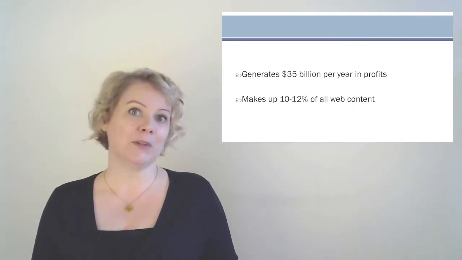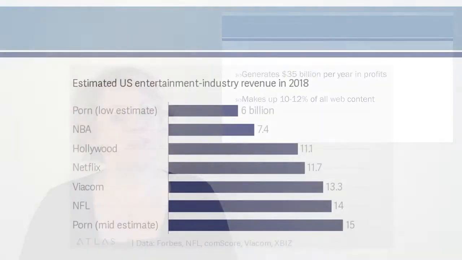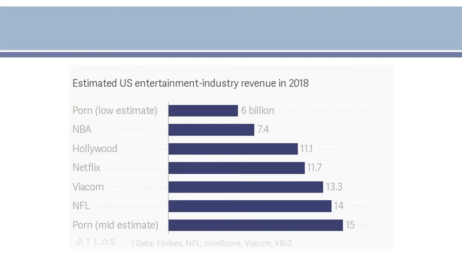So we're going to look at a couple of graphs. This first graph tells us how much money porn has made compared to other kinds of US entertainment industries. You'll notice that it can be kind of difficult to gauge how much money porn has made because people lie. But basically, at the low end, it might have made $6 billion, at the high end, $15 billion, and this was in 2018 in America alone.